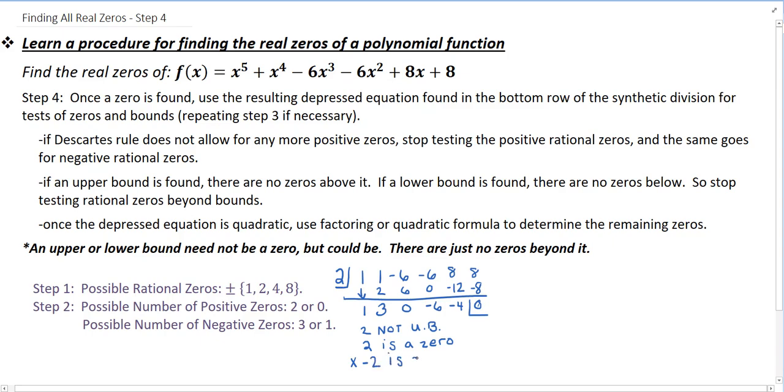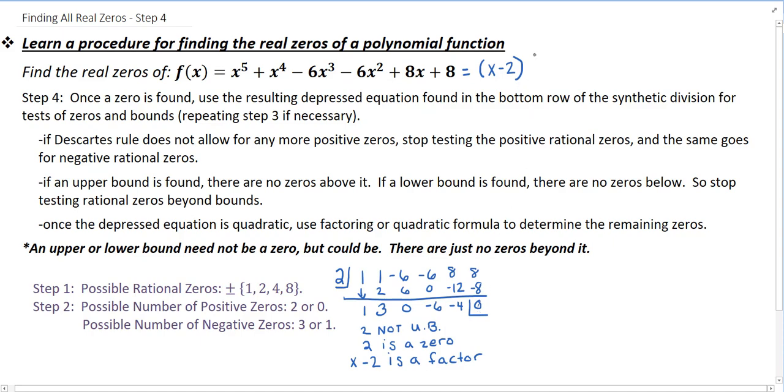So always x minus your a value, or x minus your 0, is a factor. So part of the factorization of our original function is x minus 2. Now we don't know the rest of it other than when we divide off x minus 2 from our original function, we get this depressed equation here, which is all these coefficients in our last row, excluding this remainder piece.